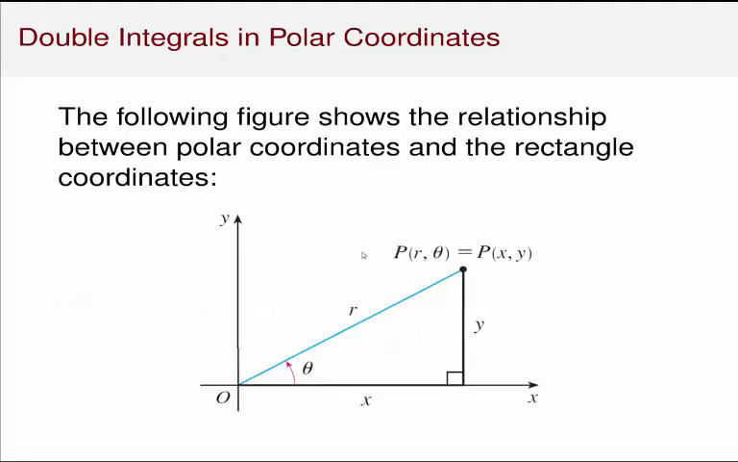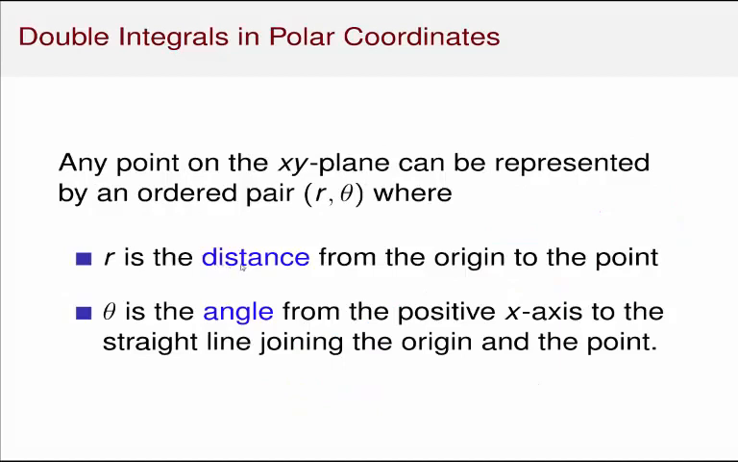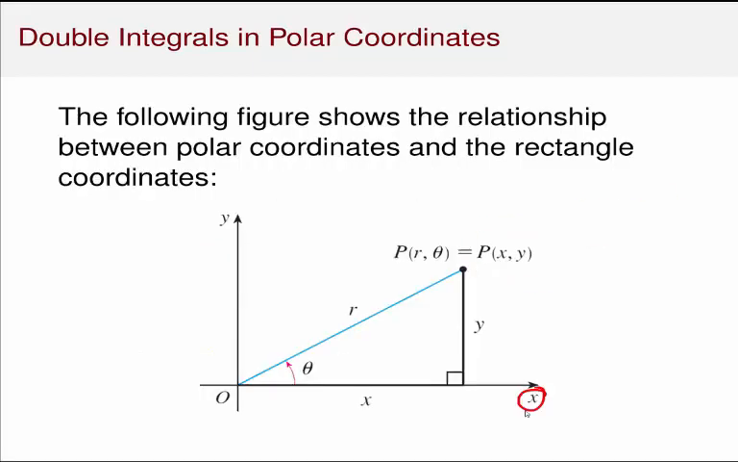So suppose we have a point P on the plane whose coordinate is (x, y). It turns out that we can represent this point by using another pair of variables denoted by r and theta, where the variable r is the distance from the origin to the point P, and theta is the angle from the positive x-axis to the straight line joining these 2 points. And this is true for all the points on the plane.